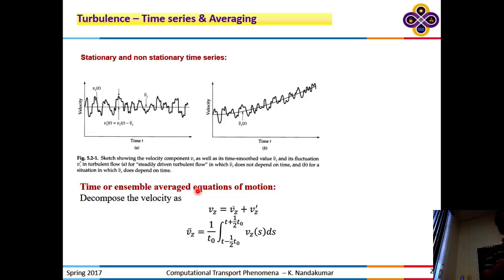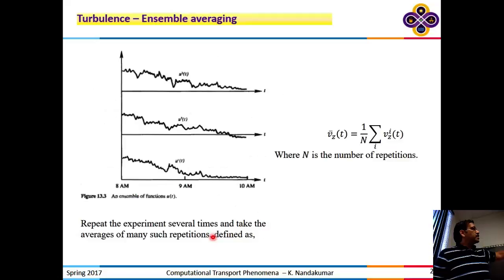So time averaging is an integration of a particular signal over a certain time domain, t0, whereas ensemble averaging is repeating it 3 times and defining an average as the average of those 3 signals. In this case, I've shown 3, but you have to be statistically meaningful. You have to get a large number of signals like that.